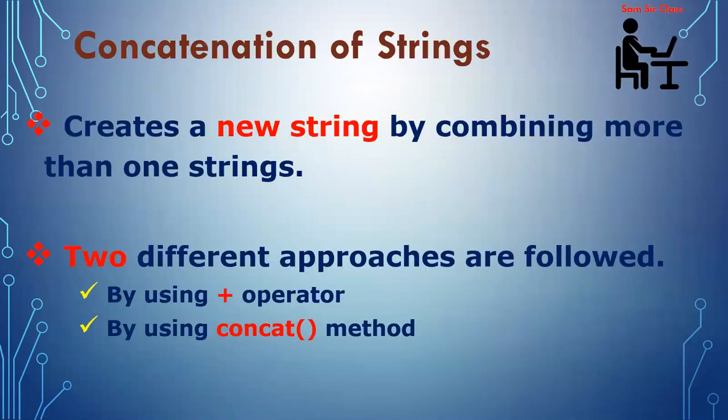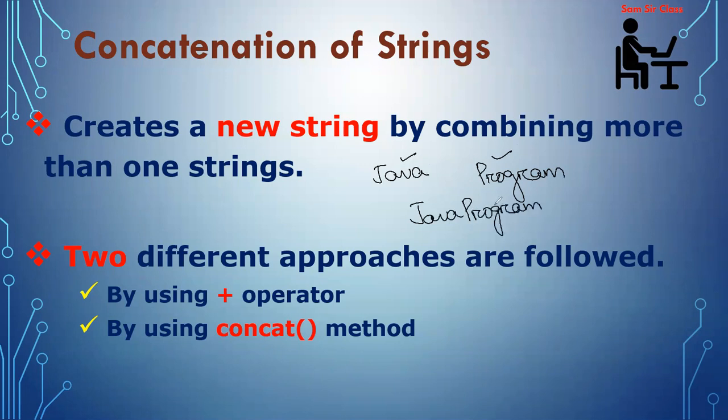One of the operations is string concatenation. Suppose the first string contains Java and the second string is program. If you concatenate the second string after the first string, the result will be Java program. So combining two strings is known as string concatenation. It creates a new string by combining more than one string.